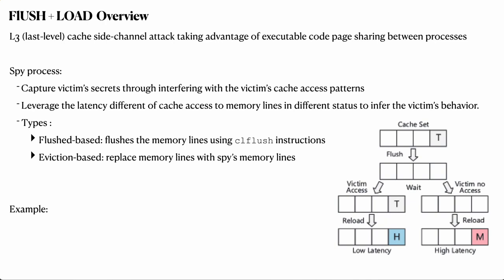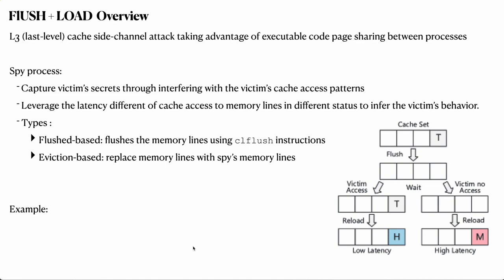Here comes the paper. So the overview of Flush+Reload, which is the topic from the paper: it's an L3, or last level if the system doesn't support L3, cache side channel attack that takes advantage of executable code page sharing between processes. The spy process first captures the victim's secret by interfering with the victim's cache access patterns, and it will also leverage the latency difference of cache access to memory lines in different states to infer the victim's behavior.